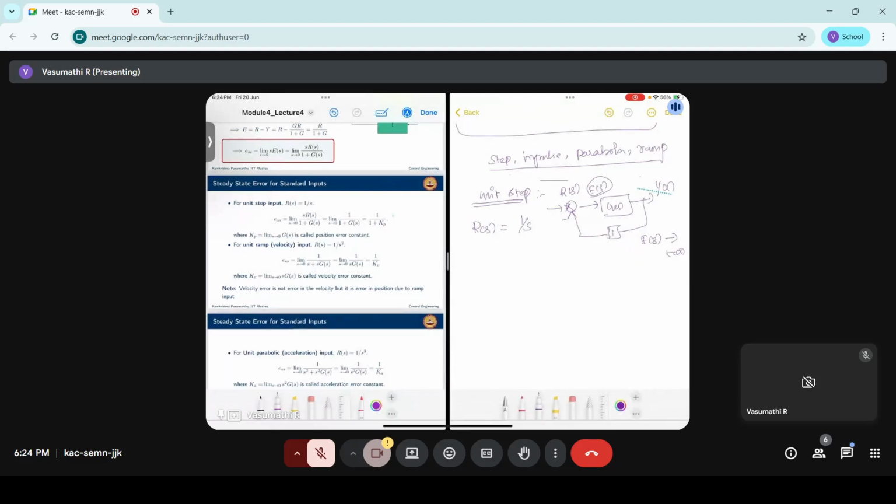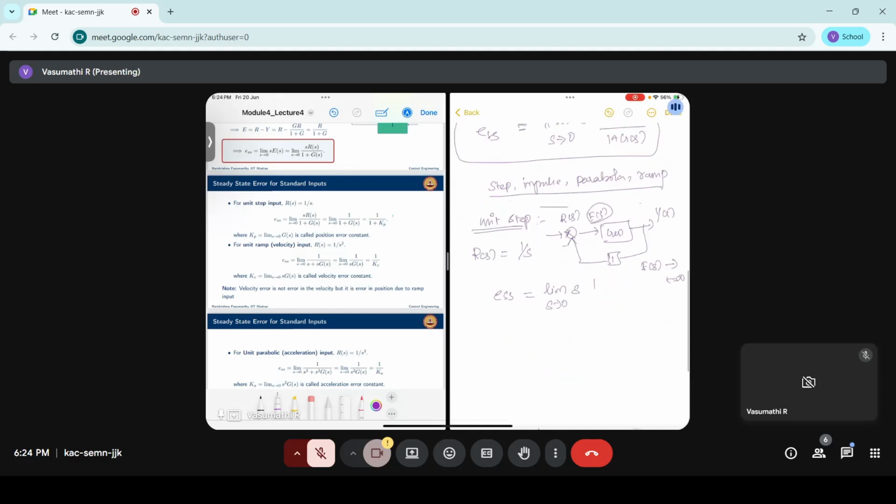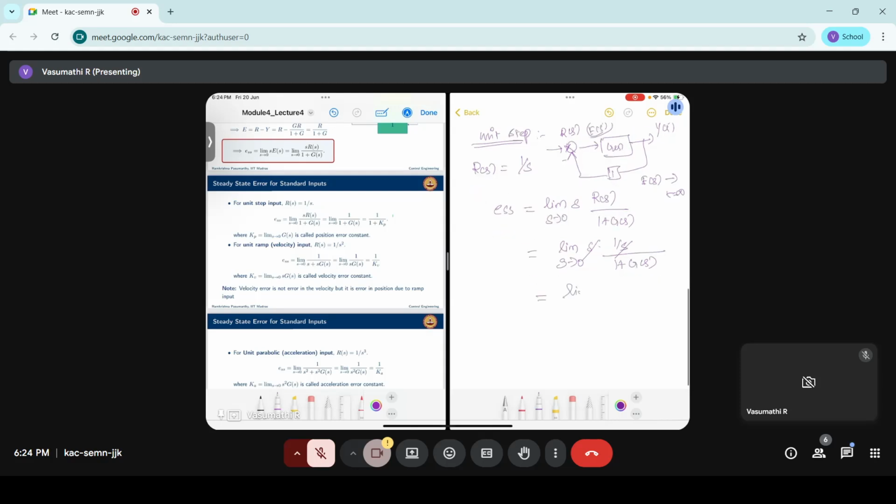This is what we are going to find right now. So the formula: E of SS is equal to limit S tends to 0, S into R of S divided by 1 plus G of S. Right. Now, instead of R of S, I am going to replace it with 1 by S. That's it. So S into 1 by S divided by 1 plus G of S. So this S and this S will get cancelled. What I will be left with is limit S tends to 0, 1 by 1 plus G of S.